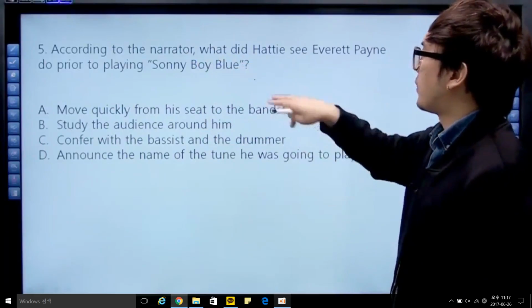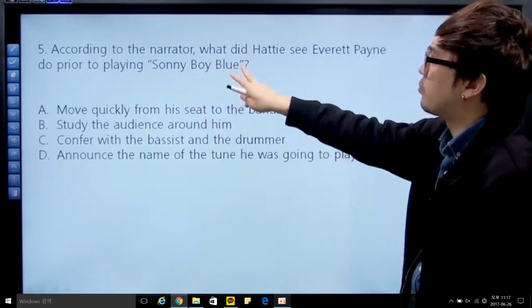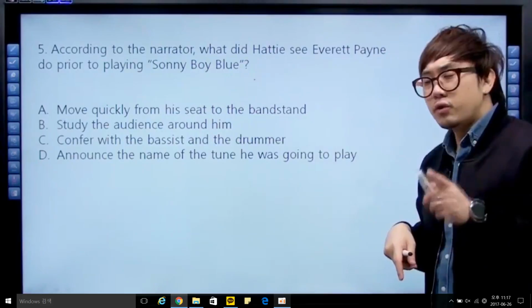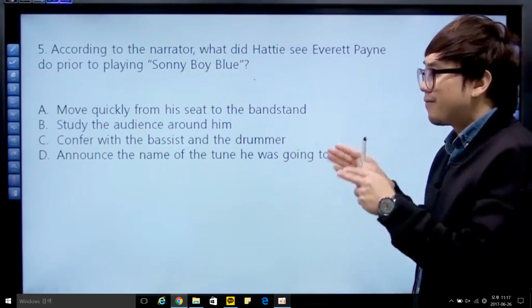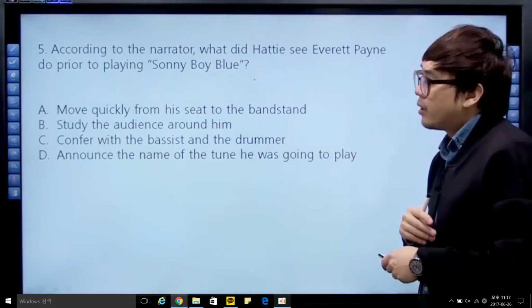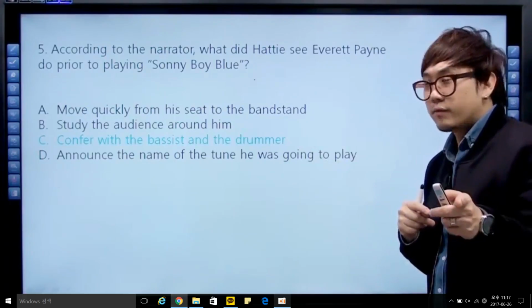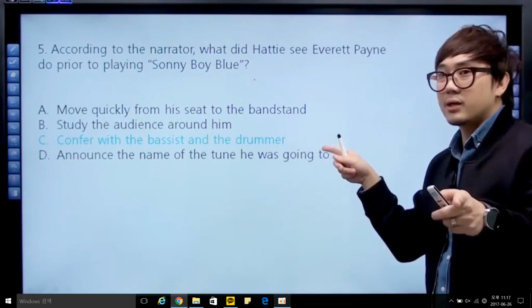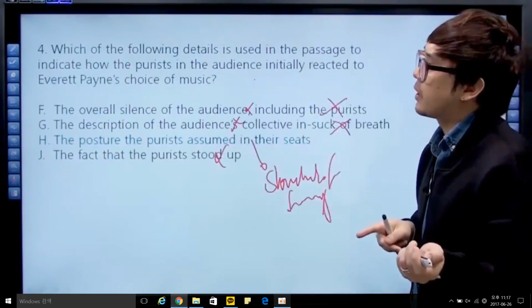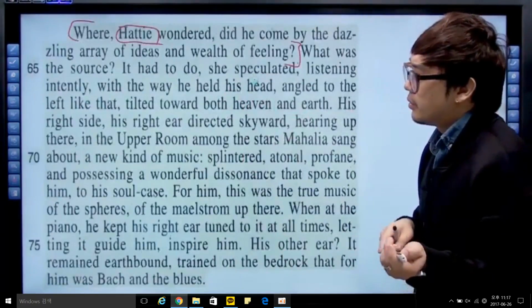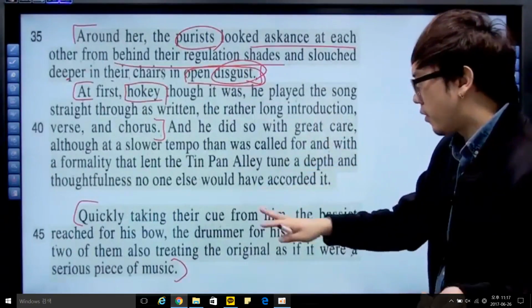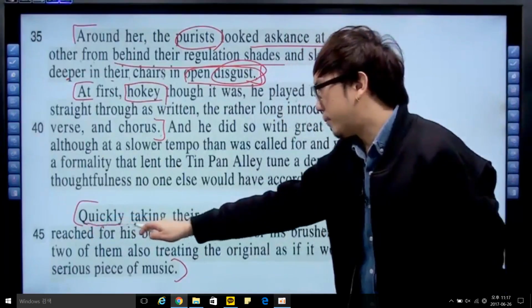According to the narrator, what did Everett Payne do prior to playing Sonny Boy Blue? You know this already too. What did he do? He conferred with the bassist and the drummer, right? You already should have done this. This took me like 20 seconds to do this, right? Why is that? Because take a look at that. We read that part already. You see how the parts that we read is very important? There you go. Quickly, right?